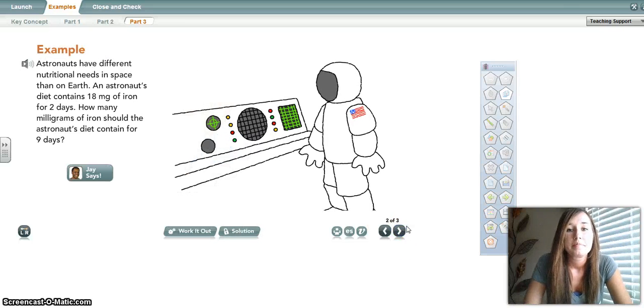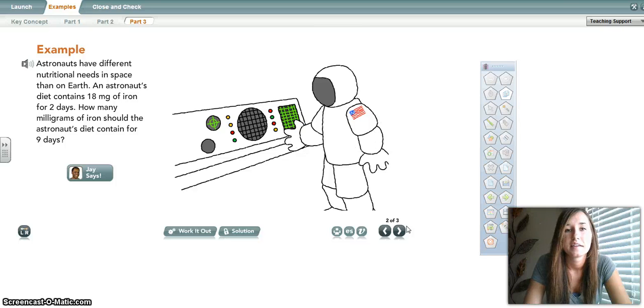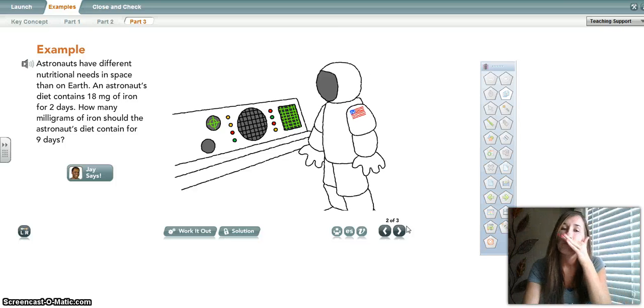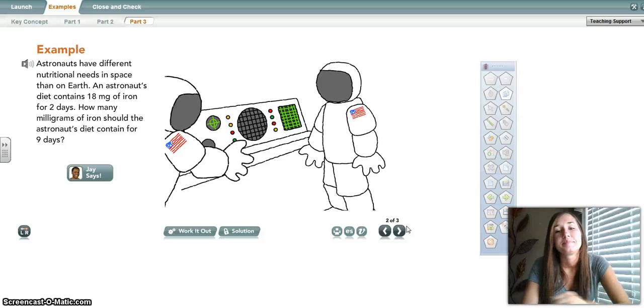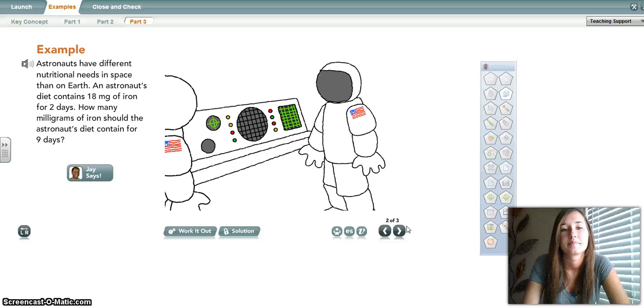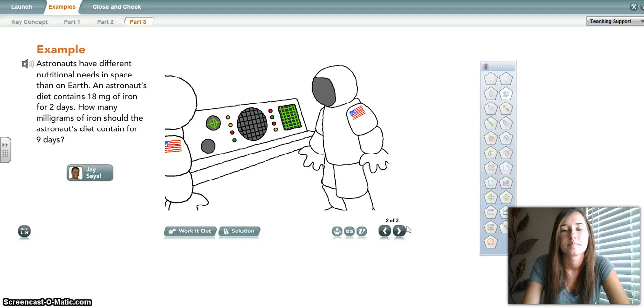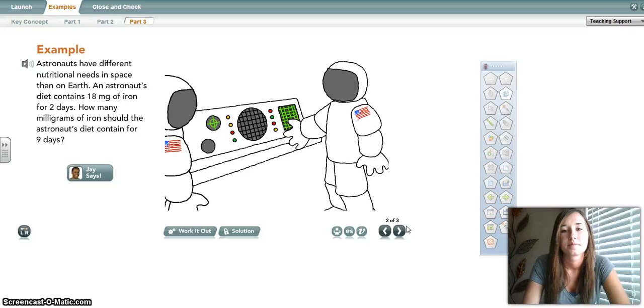Unit rates are helpful. Houston, we have a problem. What's wrong? Roger ate all the pudding sticks. I was up late, and I was hungry. Roger, what have I told you about only eating your own pudding stick? These meals are carefully planned. See, I told you you'd be in big trouble.